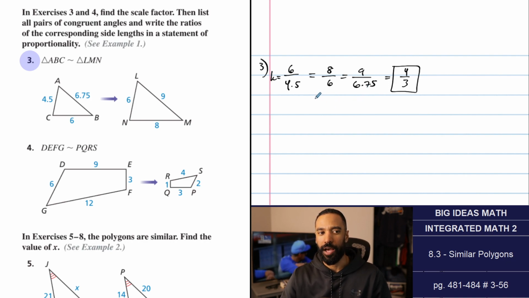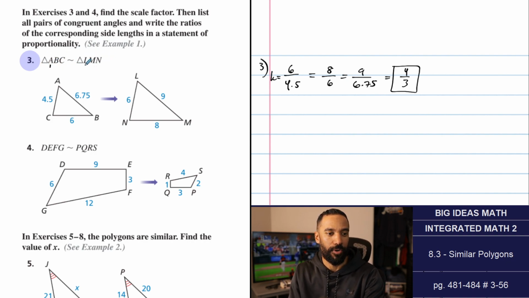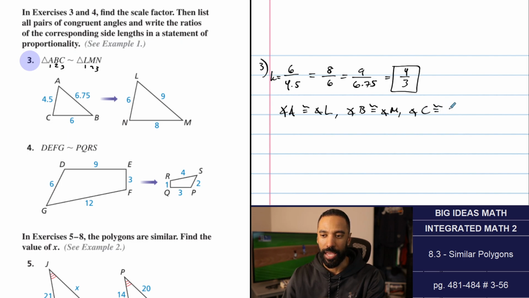List all pairs of congruent angles. Now I can do, oh, by the way, I didn't notice this. I don't know why. There's a similarity statement, so I should also know what corresponds with this right here. A and L are the first letter each, B and M are the second letter each, and C and N are the third letter each. And this is good for me to do the congruent angles. Angle A is congruent with angle L. Angle B is congruent with angle M. And honestly, I'm not even looking at the figure. I am looking at the statement. Angle C is congruent with angle N. So there are those three.